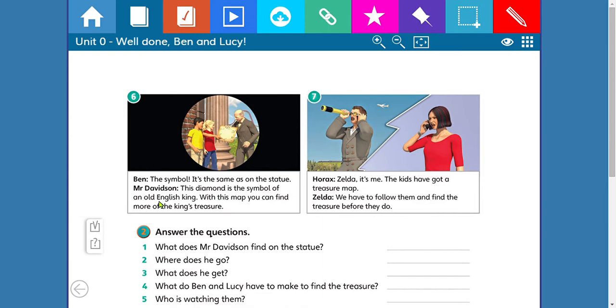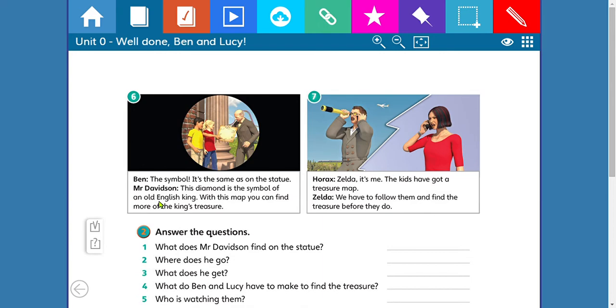Now, at the end, Horrocks and Zelda saw them, but Horrocks saw them firstly. Then he called Zelda. Zelda, look, the cats have got the treasure map. Zelda, we have to follow them and find the treasure before they do. Now, so Horrocks and Zelda, they are planning how to catch the map from the children.